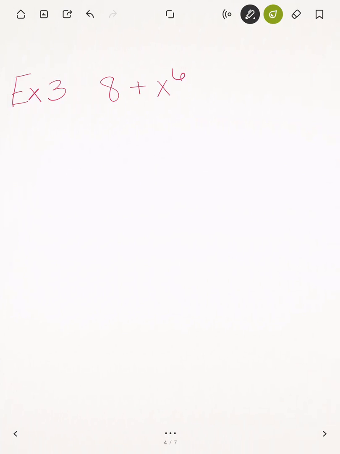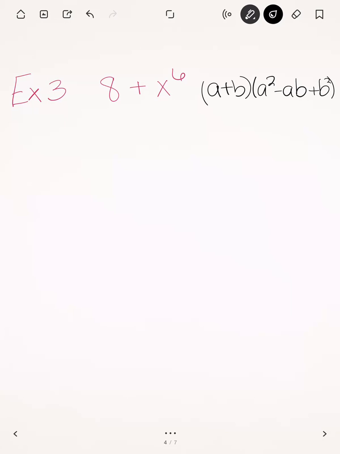Okay, one more example of a sum of cubes. In this example, notice that I have 8 plus x to the 6th. I am not going to rearrange it to put it in standard form. They gave it to me out of order, so I'm going to keep it how it is. And I'm still going to do the same thing. Again, I notice I have a sum, so my formula is a plus b times a squared minus a times b plus b squared.